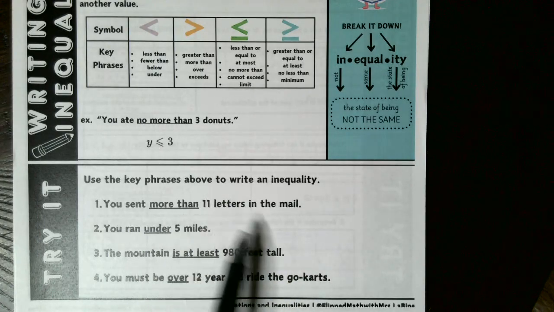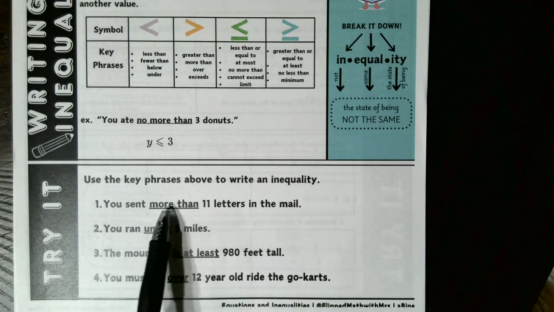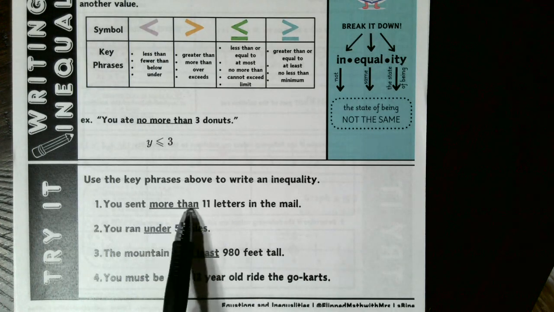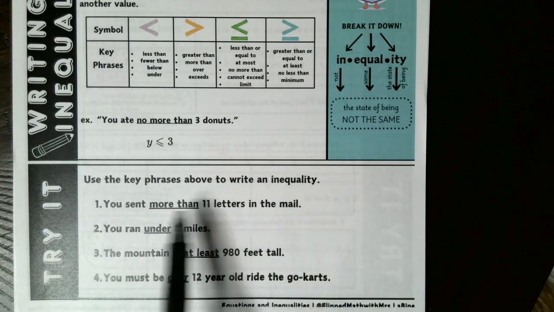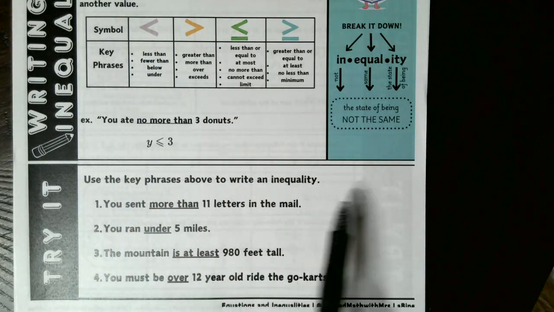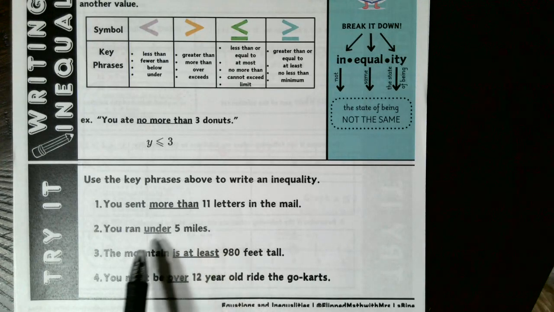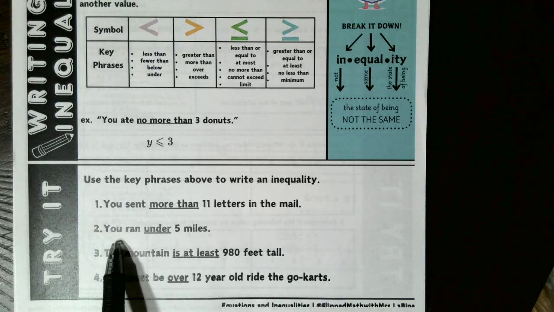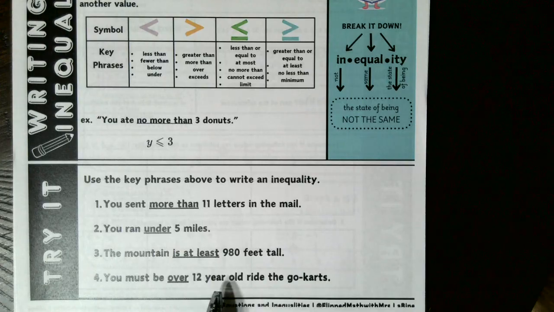So, something you need to know is that you get to choose the variable. So choose whichever letter you want. And then you're going to find which symbol is representing more than. I'm going to look up here which one is representing more than. So I'm going to put my variable, I'm going to put the symbol for more than, and then on the opposite side of the symbol, I'm going to put the number 11. Okay, so you're going to do that for all of these. Choose your variable, find the symbol for under, then write 5 on the other side. Choose your variable, find the symbol, write your number. Choose the variable, find your symbol, write the number.